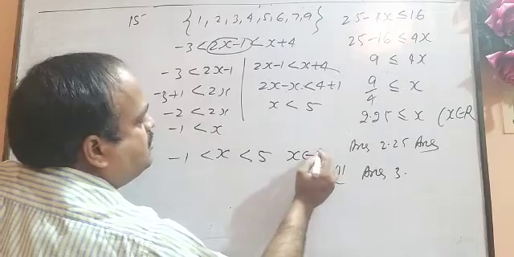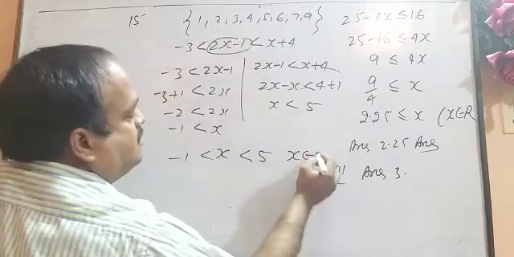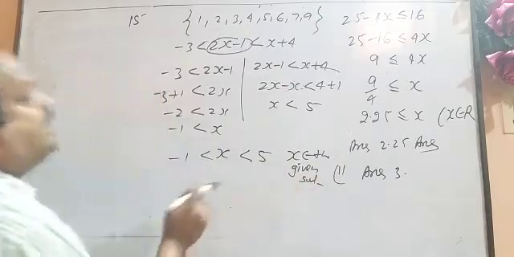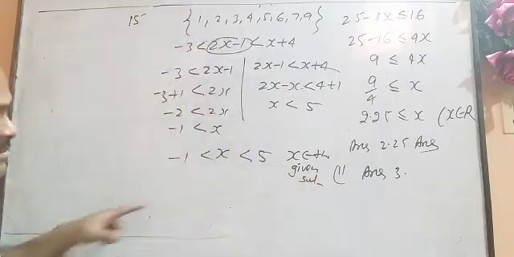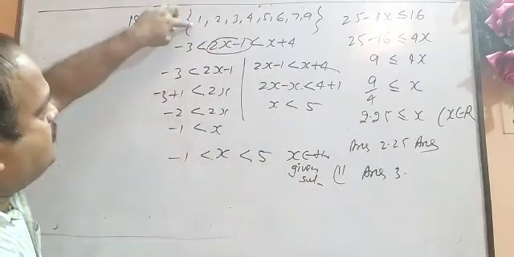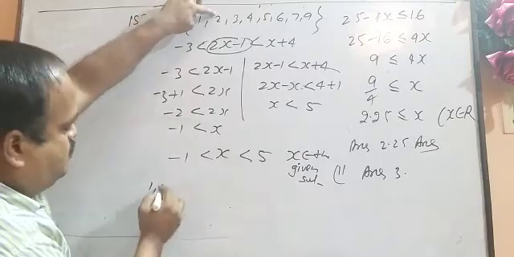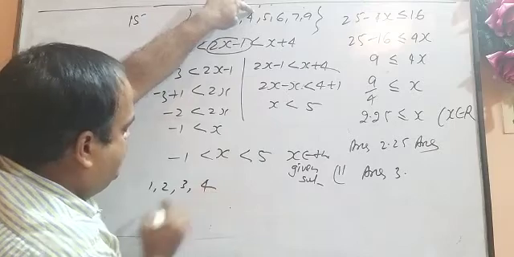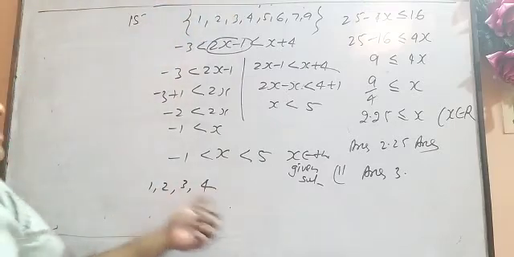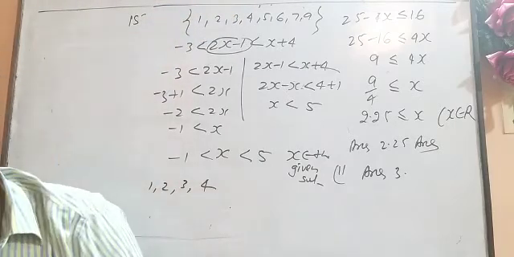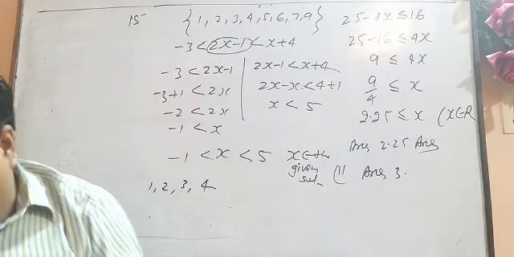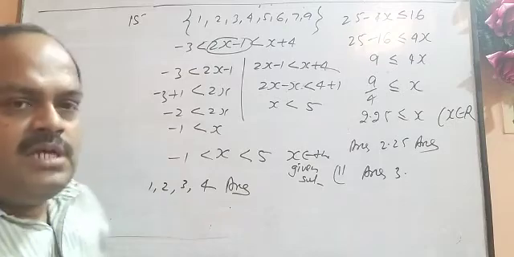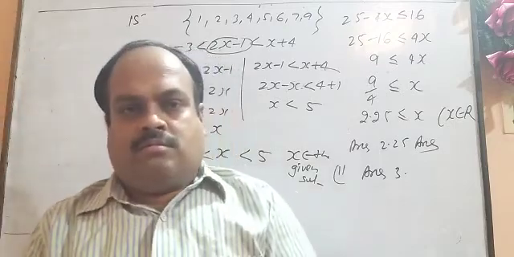X belongs to the given set. So let us select the numbers from more than minus 1. 1, 2, 3, 4. So these are the 4 values of x. So find the values of x. So the values of x are 1, 2, 3, 4. Thank you.